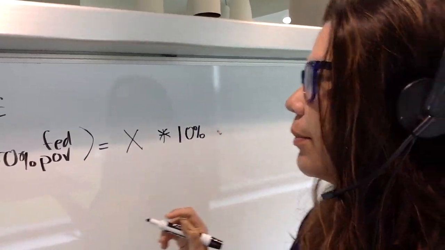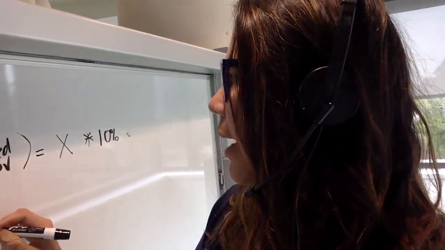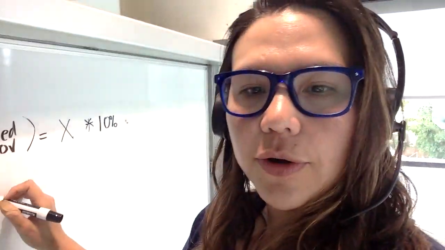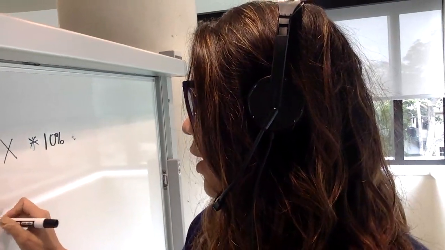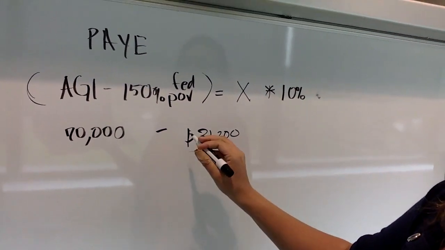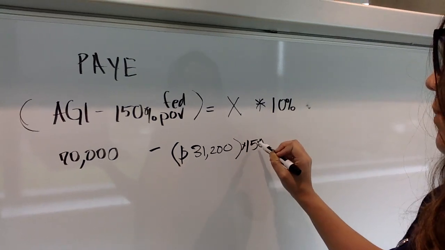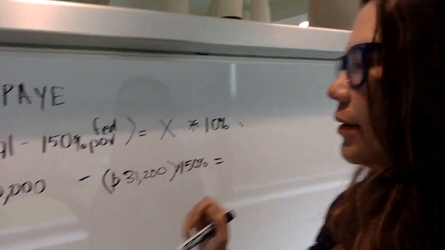So now let's use some real numbers. Let's say somebody's adjusted gross income is $70,000, okay? The poverty line also depends on your family size. So let's say I'm a family size of 4, and the poverty line for a family size of 4 is $31,200. You see that? $31,200. But because it's 150% in Pay As You Earn, we're going to be multiplying by 150%, okay? Let's see what that number is.